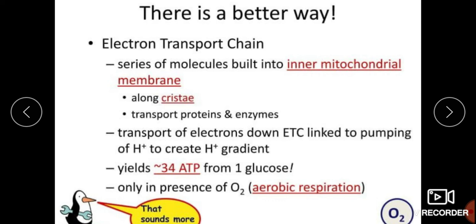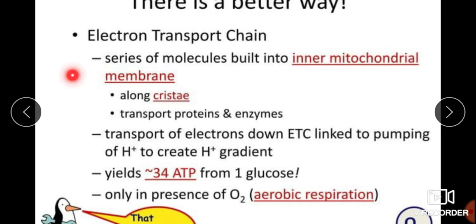The electron transport chain is situated in the inner mitochondrial membrane. It contains a number of carrier molecules, and these carrier molecules are arranged in a series. They are associated with the cristae of the inner mitochondrial membrane. They are nothing but transport proteins and are associated with some enzymes.